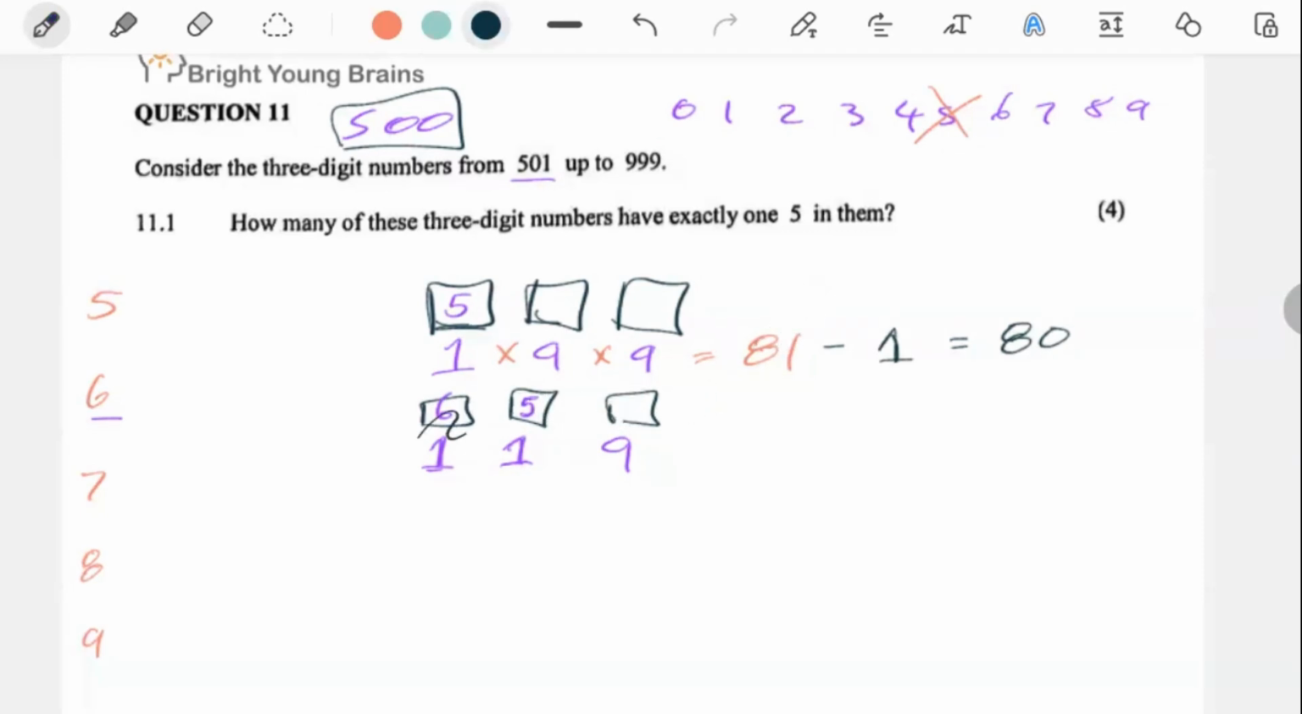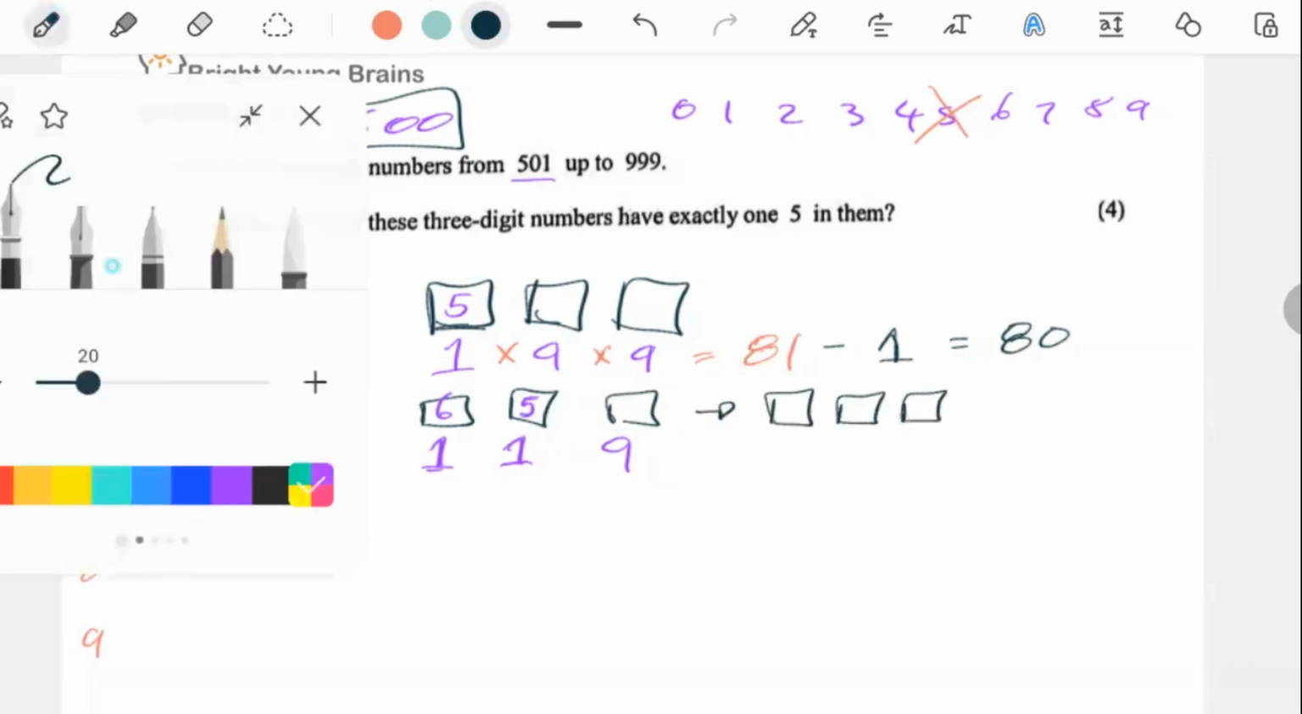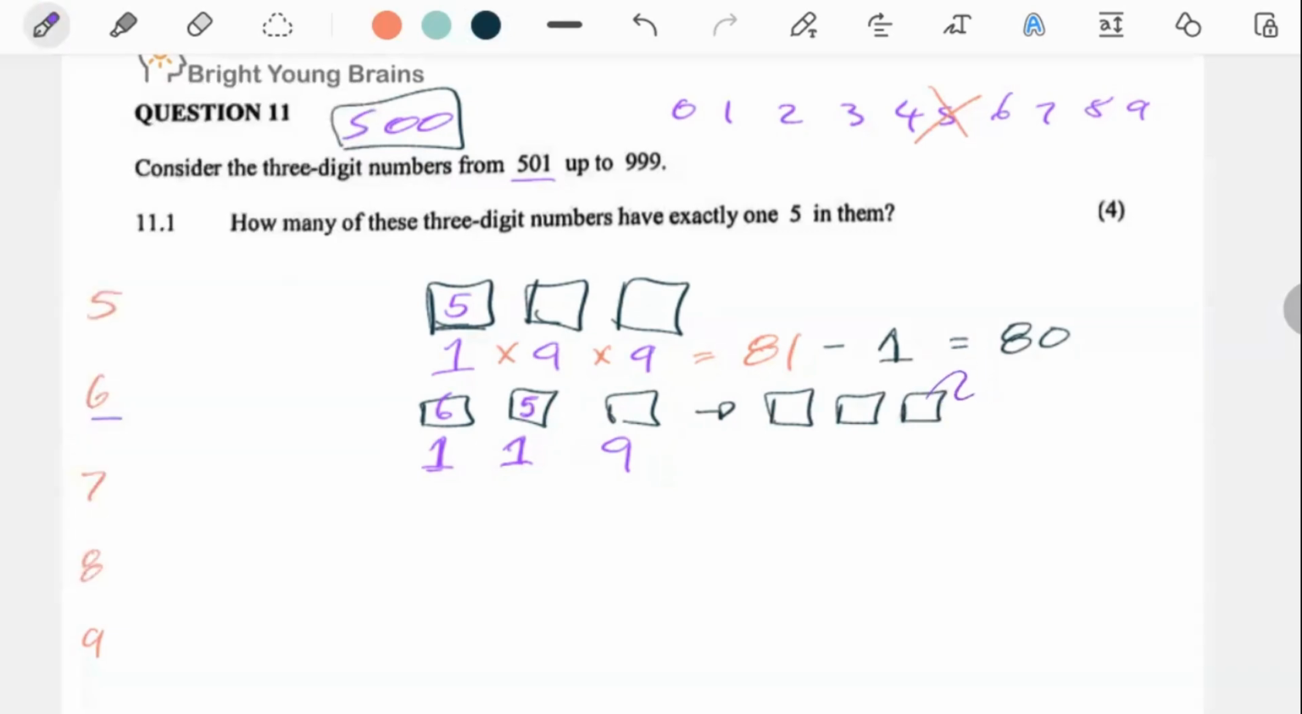However, in a scenario like this one, we also then have to consider a scenario where the 5 is over here.